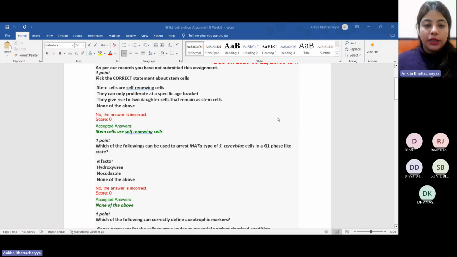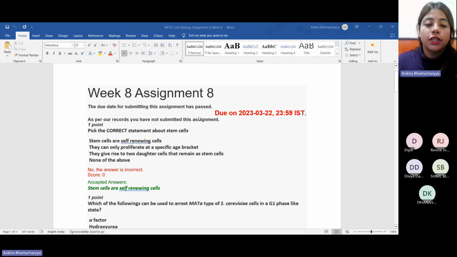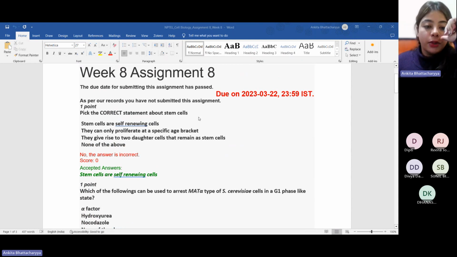So, taking the topics that we have just discussed, we'll go through some of the sample questions from the previous year. The first question is about stem cells, and which of these is the correct statement about stem cells? First, that they are self-renewing in nature. Second, that they can proliferate at a specific age bracket. They can give rise to two daughter cells that remain as stem cells, or none of the above.